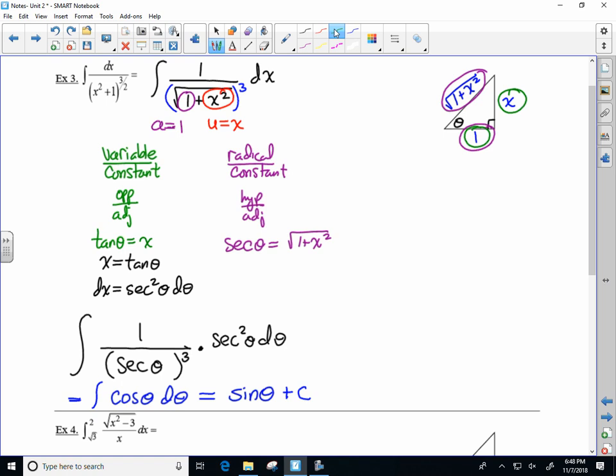So now, back to the triangle. Again, from our reference angle, we have an opposite side, we have an adjacent side, and we have a hypotenuse. Try to make it look a little bit better. I just can't. I try. So sine is opposite over hypotenuse, so x over the root of 1 plus x squared, plus c.